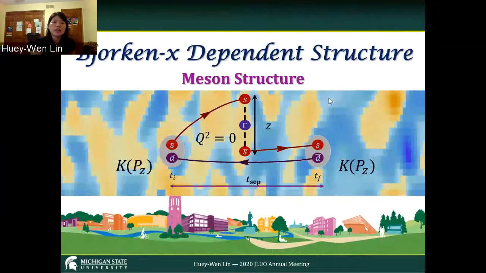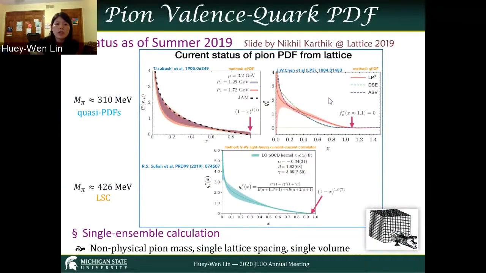I want to mention the meson structures. There have been quite a lot of calculations, and there is a lot of interest from the EIC and other workshops talking about that. For a long time, people have been trying to find out what the pion valence distributions are, especially at large x. There have been some calculations in the past years, summarized last year by Nikhil. They used different methods, quasi-PDF and the latest cross-section method, and they come out with slightly different results. But all of this was done using single ensembles, so obviously there is still quite a bit of systematic in there.